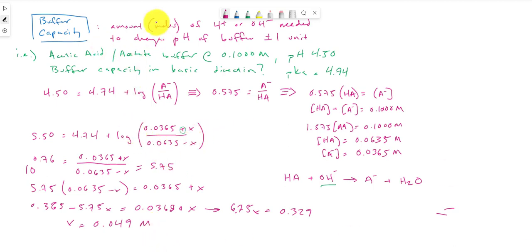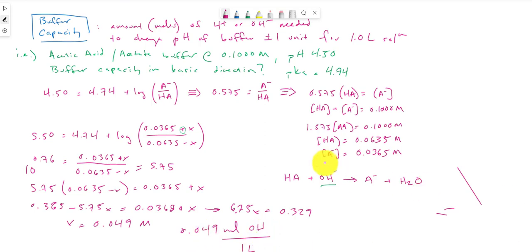The definition for buffer capacity is the amount of moles of protons or OH minus needed to change the pH of a buffer by 1 unit. And I should be clear here, this is for 1 liter of buffer solution. Why that's important is because we just computed this in units of molarity, which is the same as 0.049 moles of OH minus per 1 liter. And so this is the answer. The buffer capacity in the basic direction is 0.049 moles of hydroxide per liter.